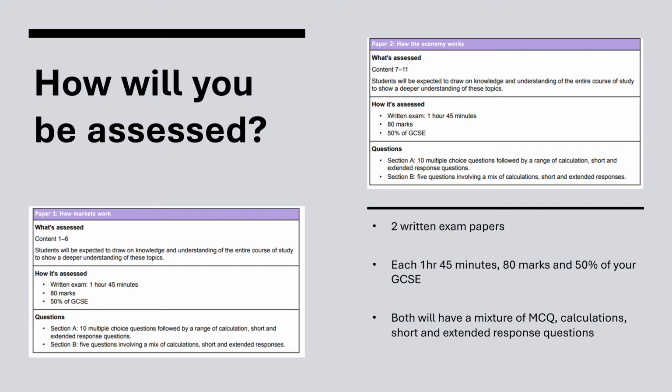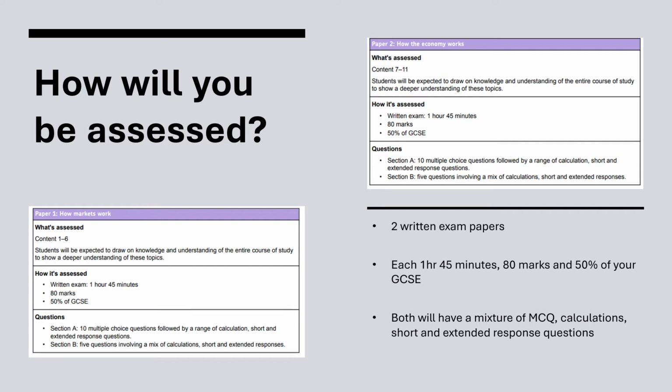So in year 9, we will ease you into the subject. We'll develop your key understanding of the foundations of economics. Year 10 will build on that knowledge with both micro and macroeconomics. And then we will continue doing that alongside development of your exam skills into year 11.